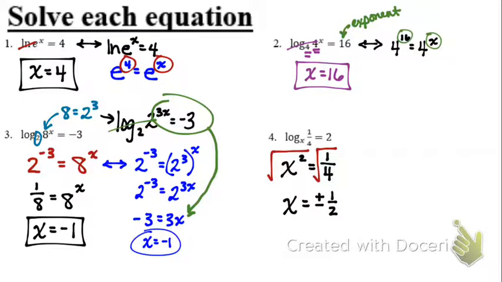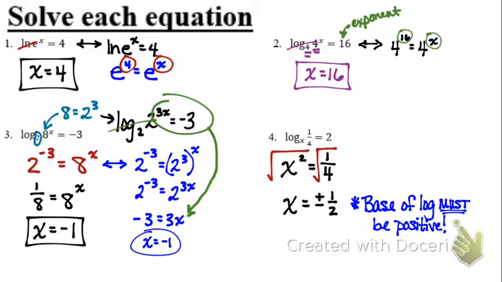I want you guys to flip to the very front page and find what it says about bases, because x is our base here. What has to be true about the base of a logarithm? It has to be positive. Yep. So x is plus or minus 1/2, but in this context, it can only be positive 1/2. So x equals 1/2.